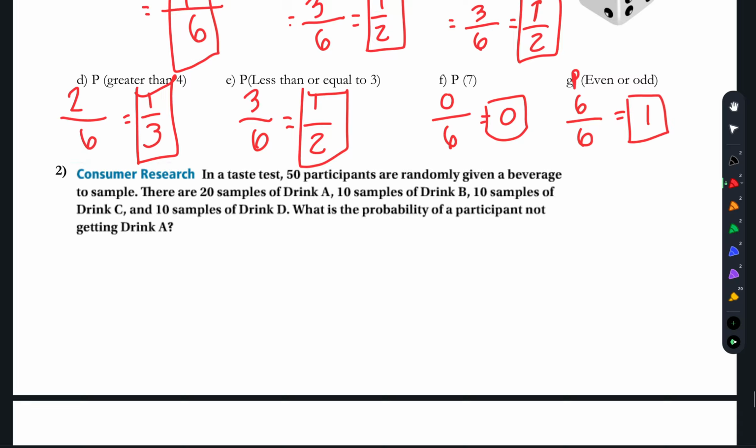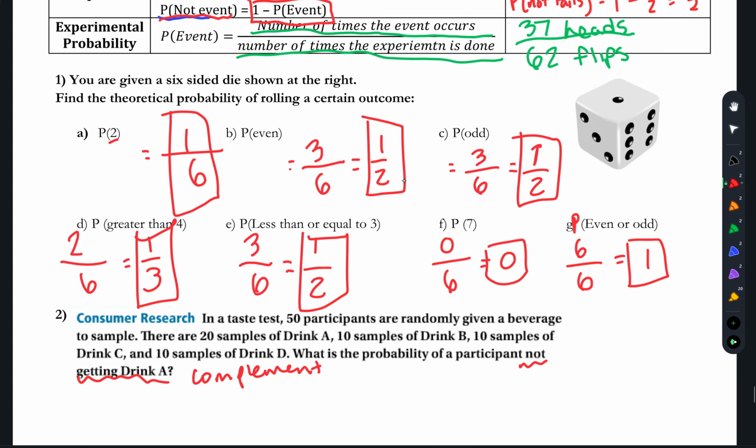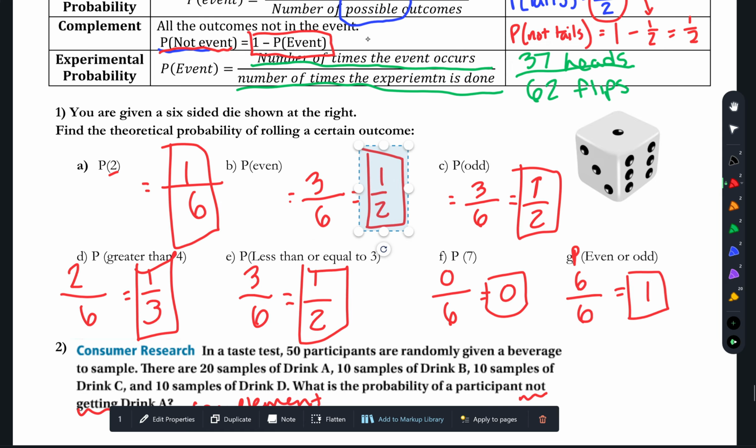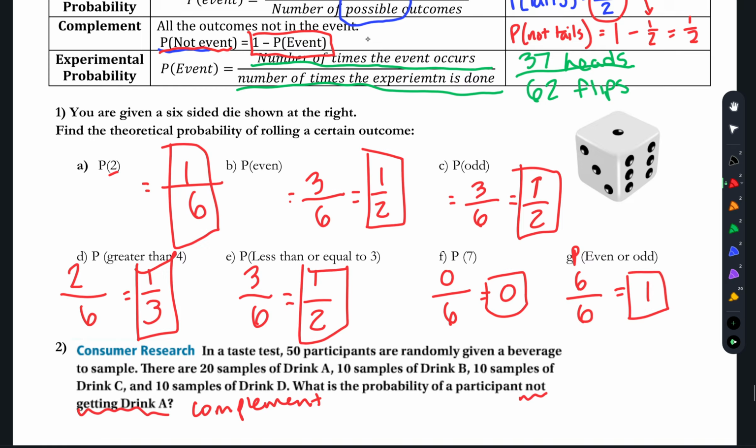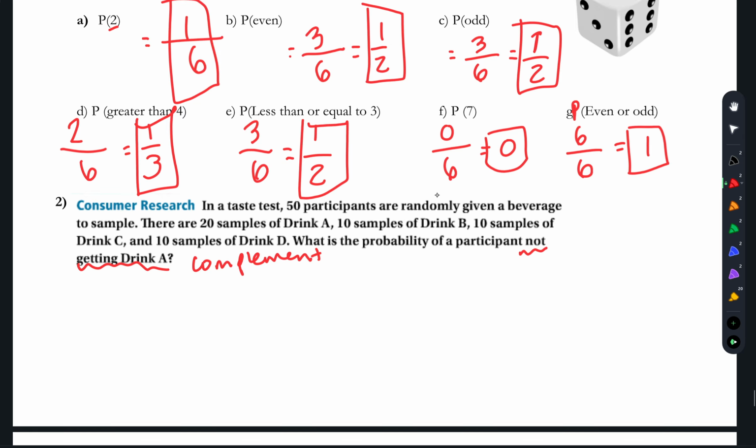Okay, this is our idea of a complement. Is everybody paying attention? Yes. If I say what's the probability of something not happening, I'm referring to the complement. To find the complement, we have a formula. We take 1 minus the event happening in order to find the probability of it not happening. So I'm going to write that out. The probability that it is not A is equal to 1 minus the probability that it is A.